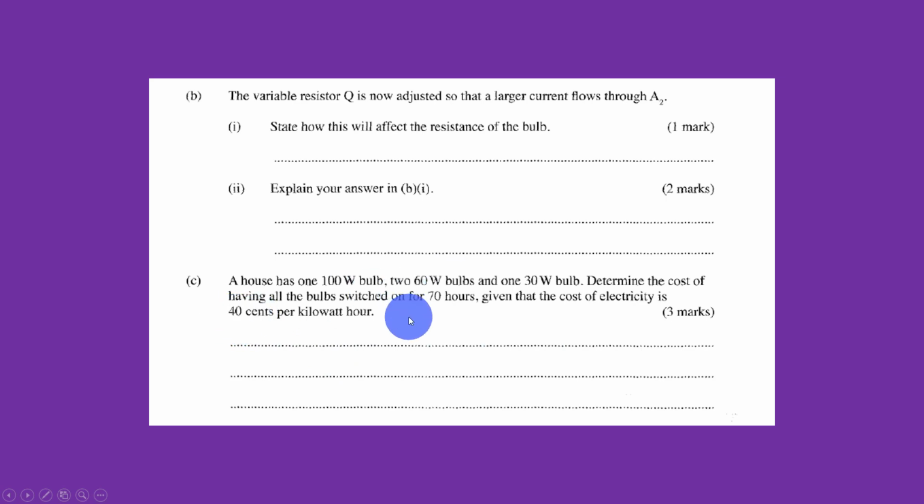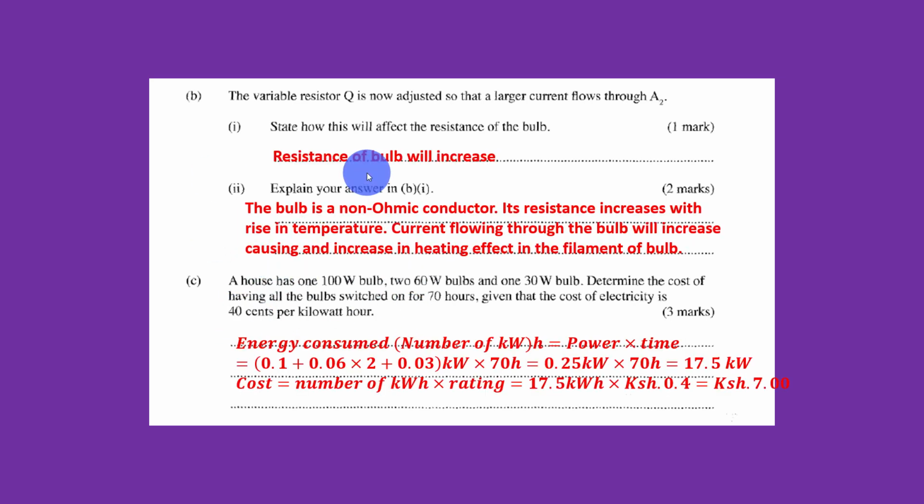So let's see how that one works out. Of course, the resistance of the bulb will increase. Why is this? The bulb is a non-ohmic conductor. Its resistance increases with the rise in temperature. Current flowing through the bulb will increase, causing an increase in the heating effect of the filament of the bulb. Of course, the key word here is an increase.